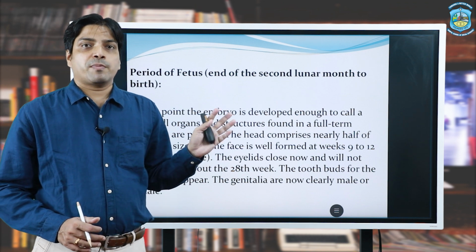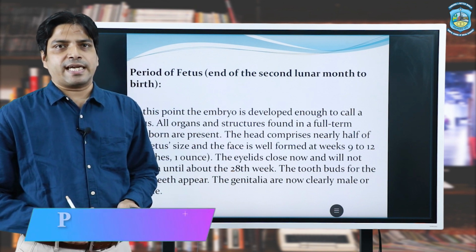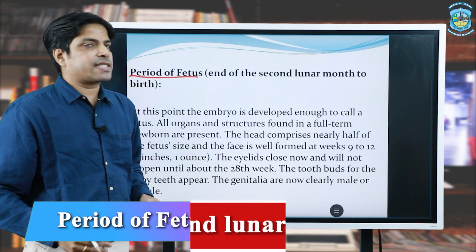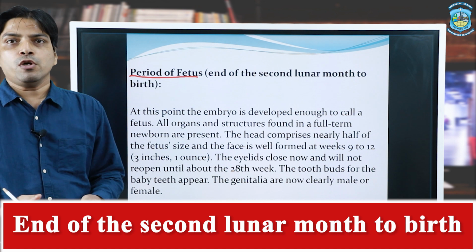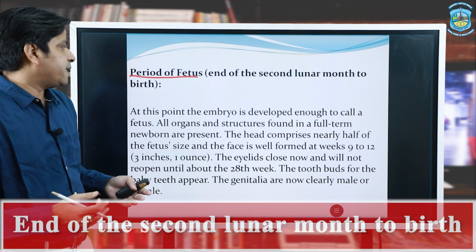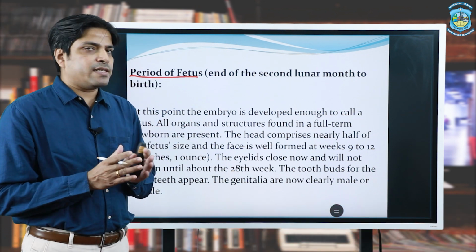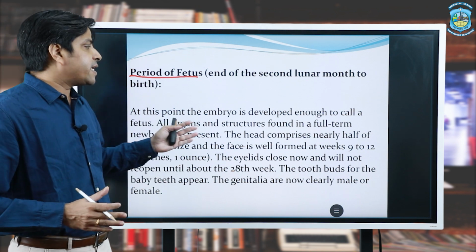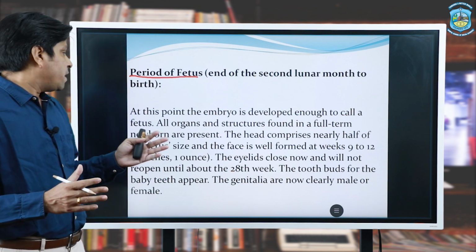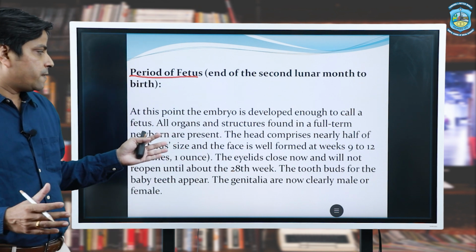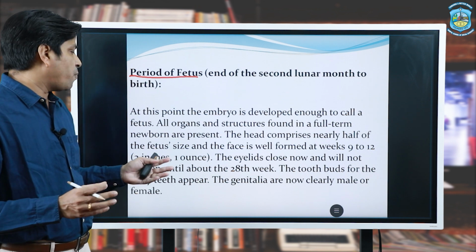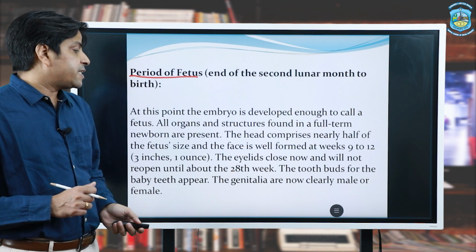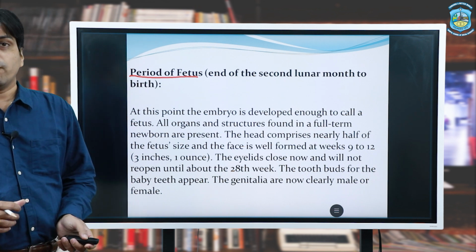Now, let me describe the third stage of prenatal development, that is the period of the fetus, which starts with the second lunar month and ends at the birth of the child. At this point, the embryo is developed enough to be called a fetus, and all organs and structures found in a full-term newborn are present. The eyelid closes now and will not reopen until about the 28th week. The tooth buds of the baby teeth appear.